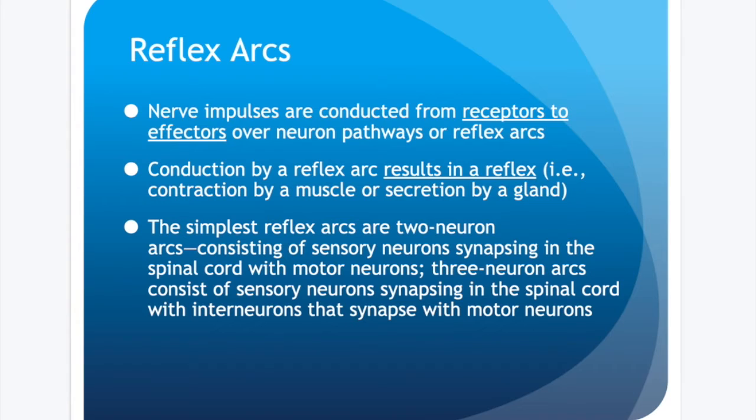The simplest reflex arcs are just two neuron arcs, meaning that there's going to be a sensory neuron and a motor neuron. In a little more complex reflex arc, you would have three neuron arcs, where you would have sensory neurons synapsing in the spinal cord with interneurons that then synapse with motor neurons. So you have that kind of middle, like, relay point of the interneurons. So it just adds a little more complexity to how things work.